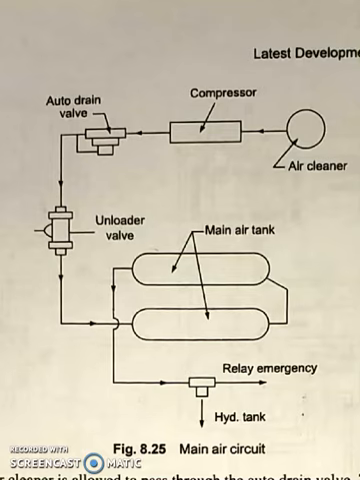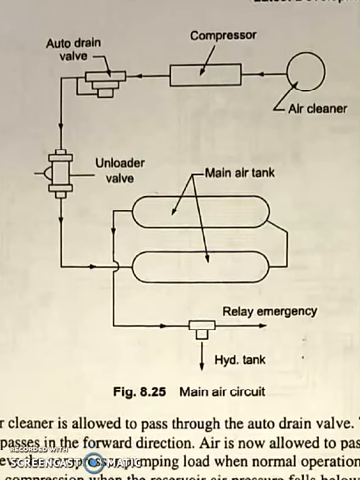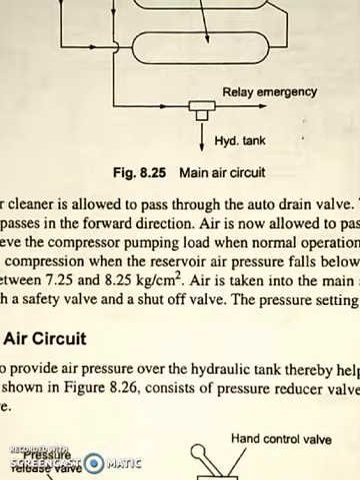Air is taken into the main air tank from the unloader valve. The main tank is provided with a safety valve and a shut-off valve. The pressure setting of the safety valve is 9.2 kg per centimeter square. The next one is the hydraulic tank air circuit.